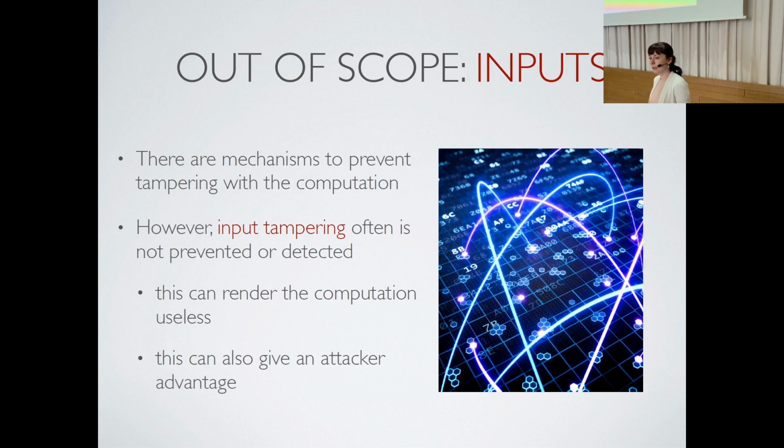The first one will be the inputs. Traditionally, inputs are out of scope. We say inputs come into our computation somehow, and we're going to work with whatever we got. It is, in general, difficult to do something with the inputs for a reason. We don't know what the inputs are. They're private. If we knew what they were, we wouldn't need them in the first place. So there is not necessarily a universal solution to make sure that the inputs are good. But nevertheless, if somebody modifies or tampers with inputs, the consequences can be devastating.